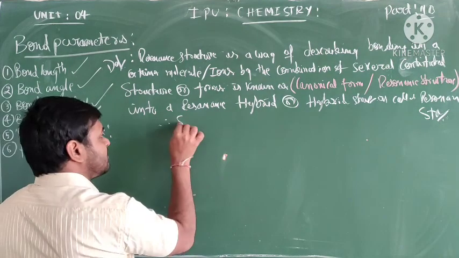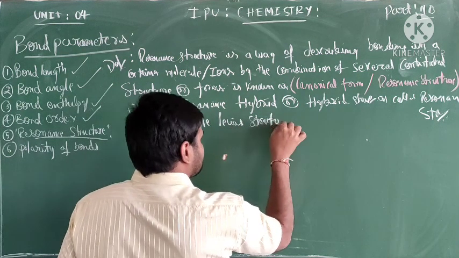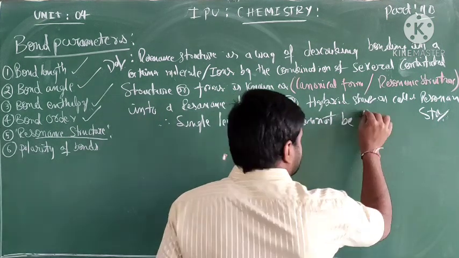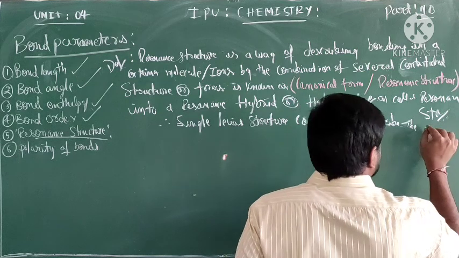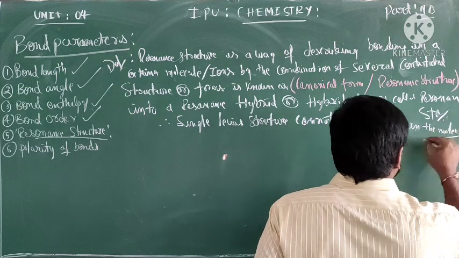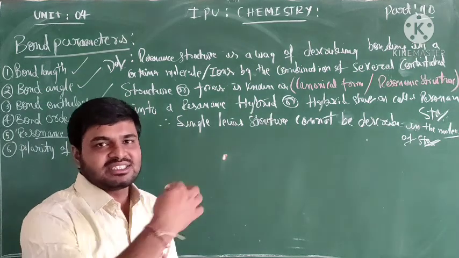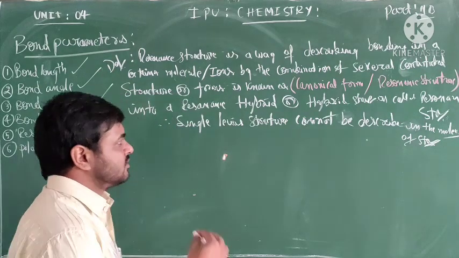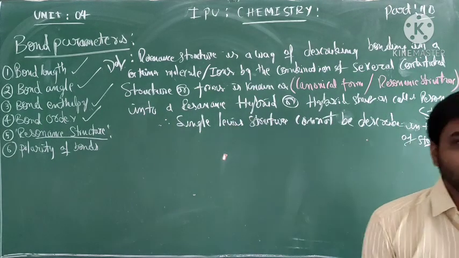And one more thing, a single Lewis structure cannot describe the resonance forms. They have only the one structure. So only molecules with more than one structure give resonance forms of structures.